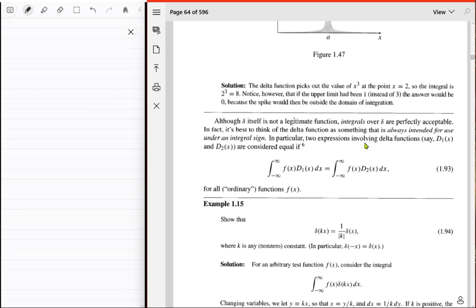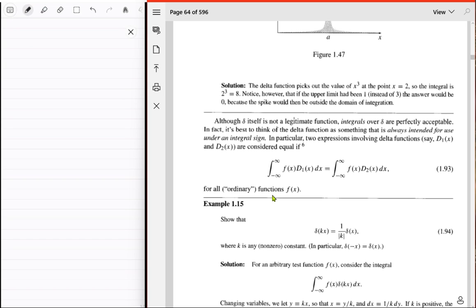Wait, what? Sorry, I didn't catch that. What are they saying? In particular, two expressions involving delta functions are considered equal if this happens for all ordinary functions. Okay, I got it. That's like saying that D1 equals D2. No, it's not, because their shape might actually be different. Their shape might be different, and because of that, they are not actually the same function, right? But yeah, they behave in the same way.